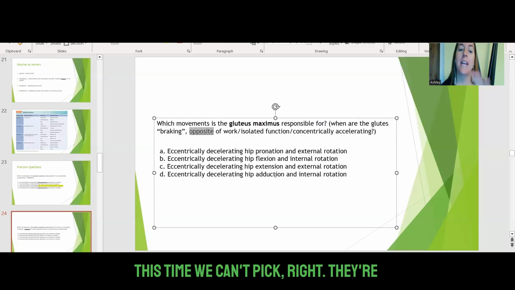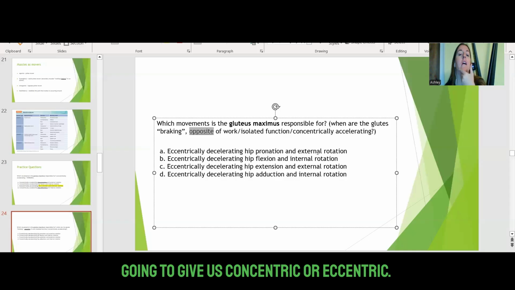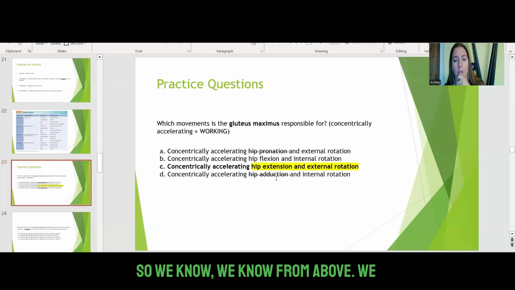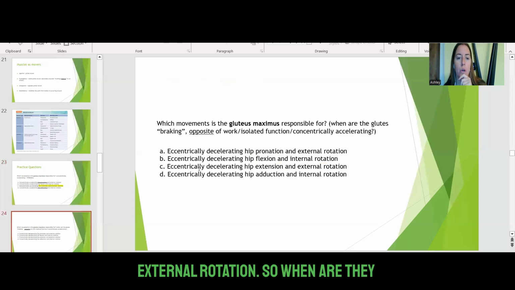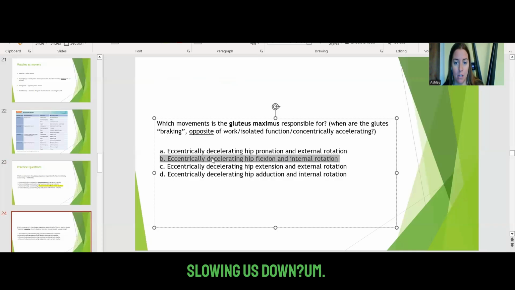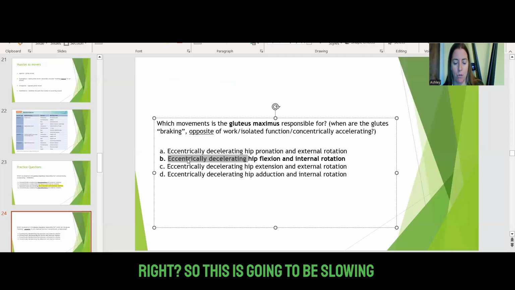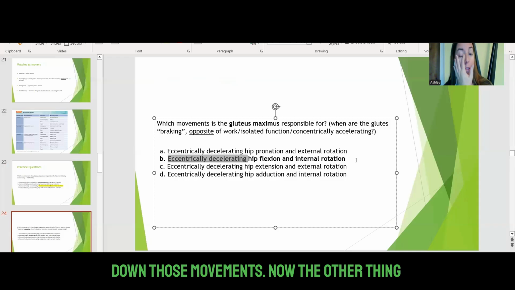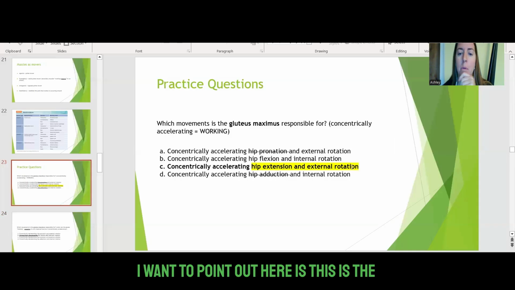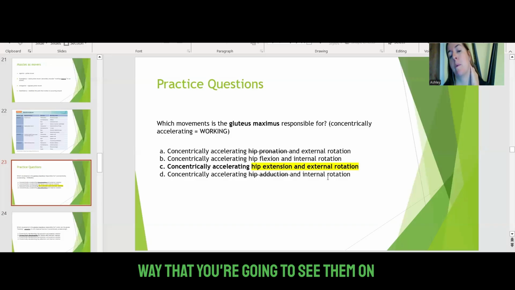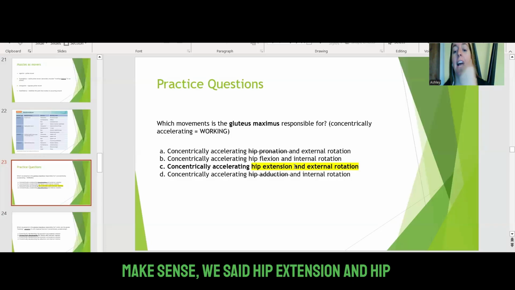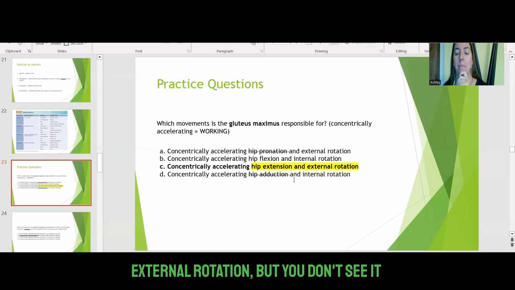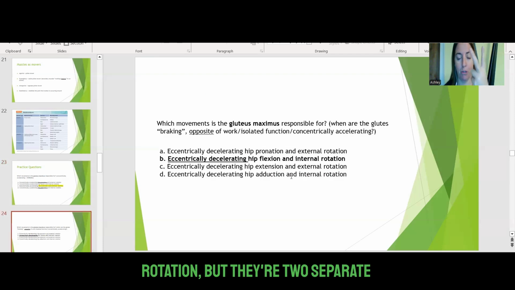So this time we can't pick, right? They're going to give us concentric or eccentric. So we know from above, we already talked through it. The glutes are working with hip extension and hip external rotation. So when are they slowing us down? Hip flexion and hip internal rotation, right? So this is going to be slowing down those movements. Now, the other thing I want to point out here is this is the way that you're going to see them on the test. Remember when we took one step forward at a time to make it make sense, we said hip extension and hip external rotation, but you don't see it that way. Hip extension and external rotation, but they're two separate things.